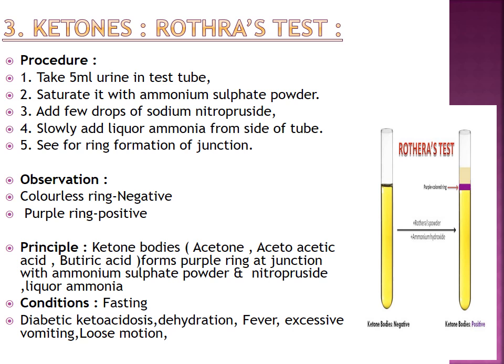The principle is that ketone bodies, that is acetone, acetoacetic acid, and beta-hydroxybutyric acid, react with the ammonium sulfate powder, nitroprusside and liquor ammonia and form a purple ring at the junction. The conditions seen in ketonuria, that is ketones present in urine, are mainly diabetic ketoacidosis, and sometimes you can see it in fasting state, dehydration, fever, exercise, vomiting, loose motions. So those are dehydration conditions.